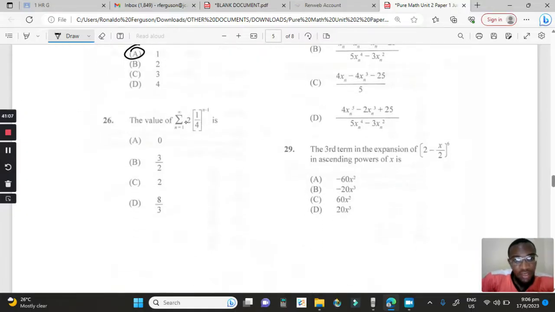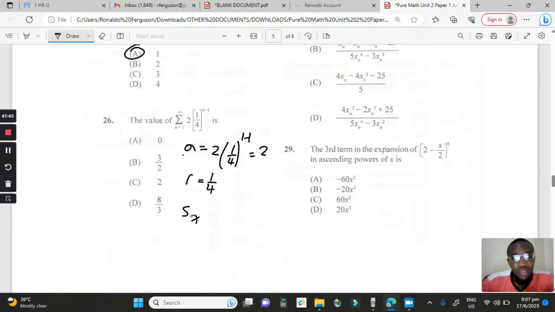Now to evaluate this question, this is clearly a geometric progression. We're going to put in n as 1, so to get our first term, this is 2 times 1 over 4 raised to the 1 minus 1, and so a quarter raised to the 0, and a quarter raised to the 0 is 1, so that's 2. And the common ratio, put it in the bracket, is the quarter.